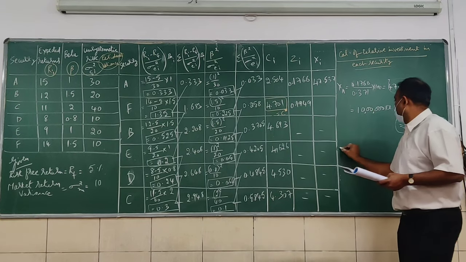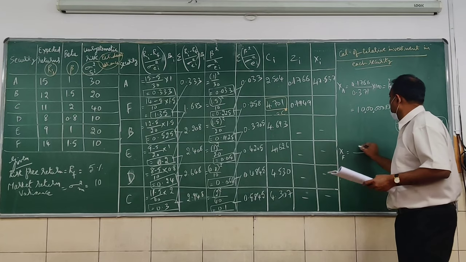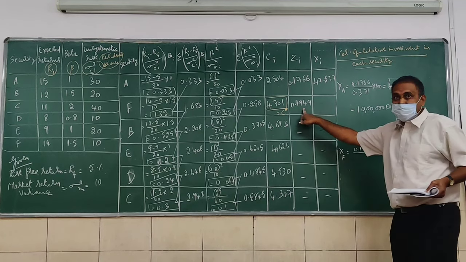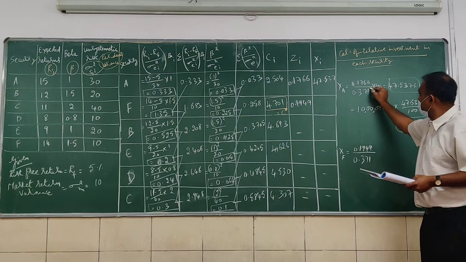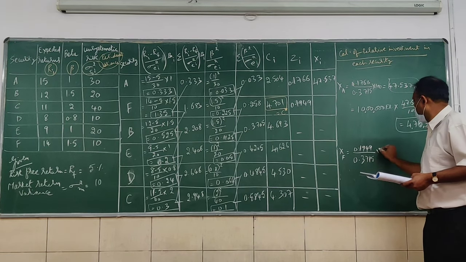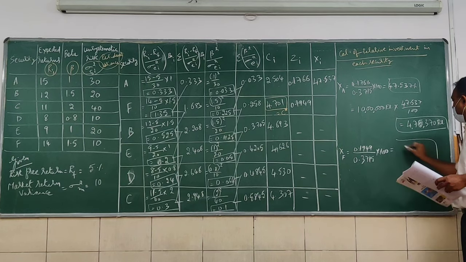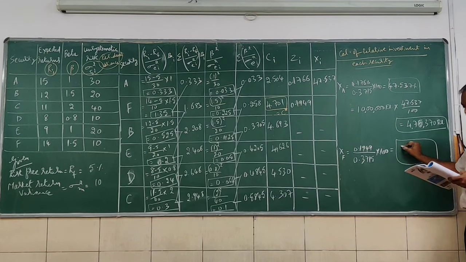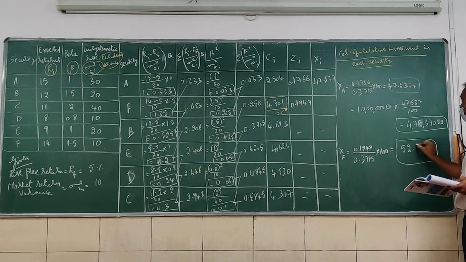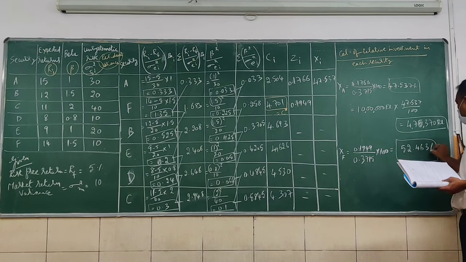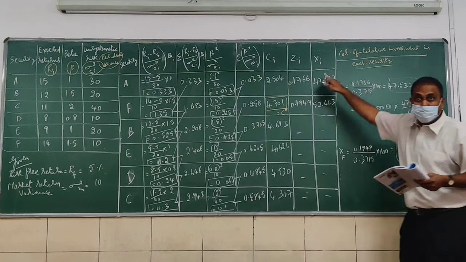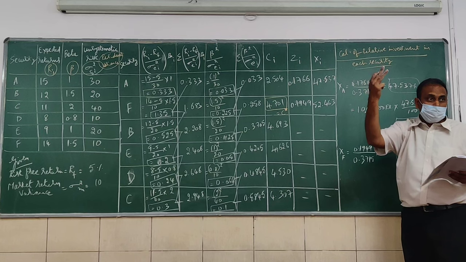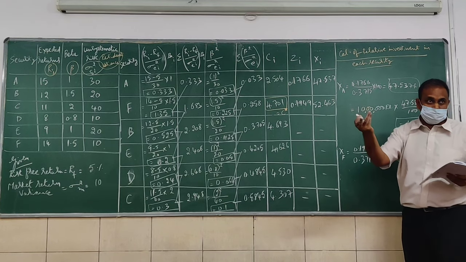Yeah. Next for F, individual value divided by total 0.3715. Okay, you have taken, no problem. Multiply by 100. Okay, 52.463. Because it has to come to total 100. It has to come to total 100. Two are there. Even three are there, the total should be 100%, right?